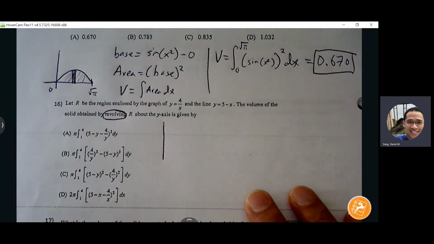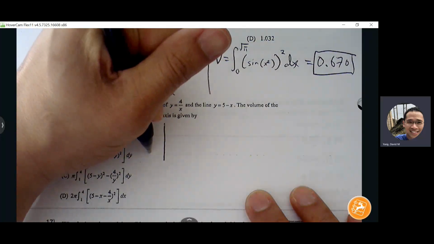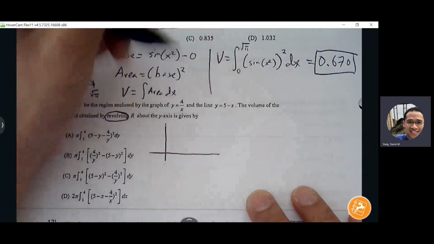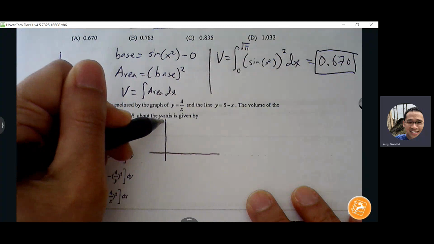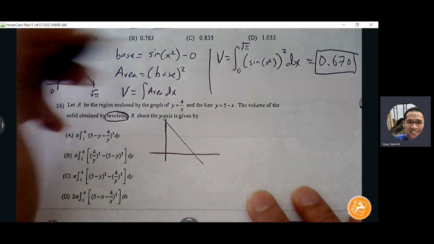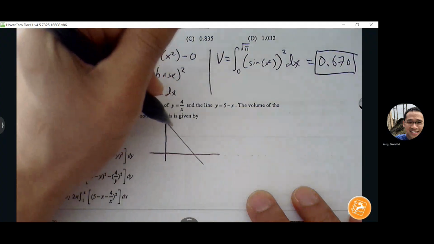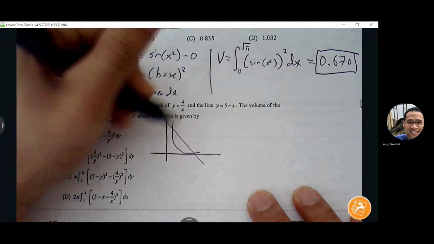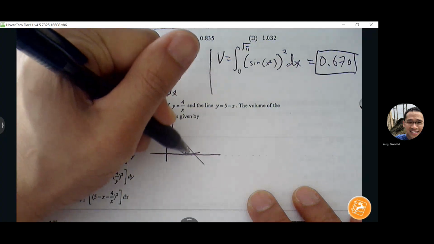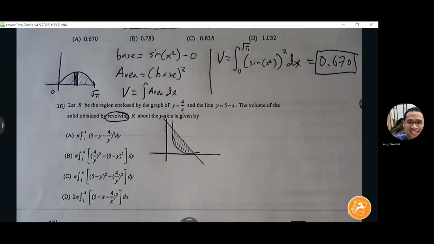Okay, so 4 over x is a curve, and 5 minus x is a line. So 5 minus x is a linear graph with negative slope. And 4 over x has a rational function feel to it. So it looks like this. Okay, we're going to rotate this shaded region around the y-axis. That's where our dotted line is going to live.